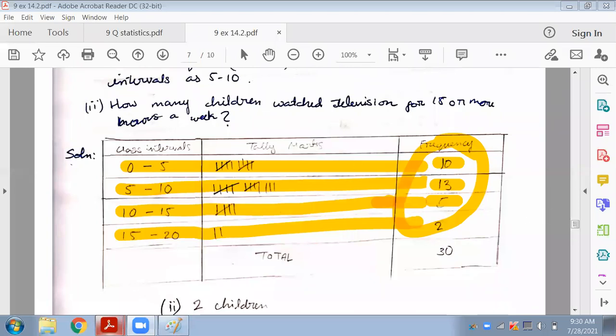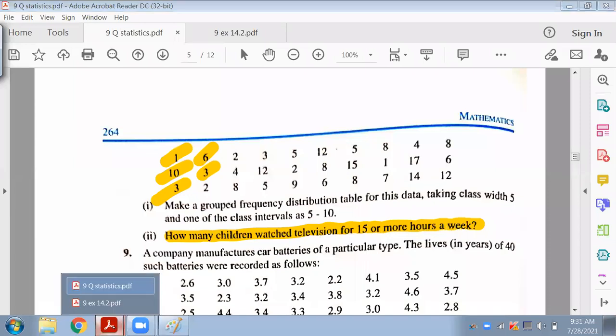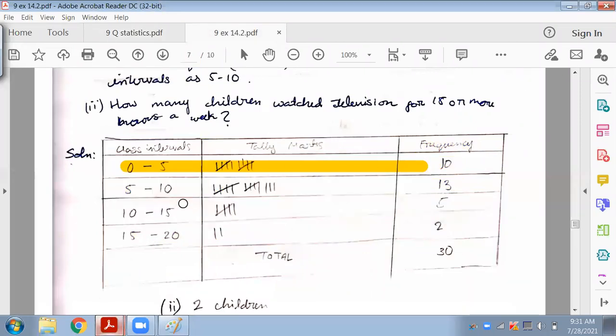Now there is one more question in this particular question, a second part. The second part of the question is how many children watch television for 15 or more hours a week? So you're going to find how many children watch television for 15 or more hours a week. What you're going to do is see the class interval or the frequency table.